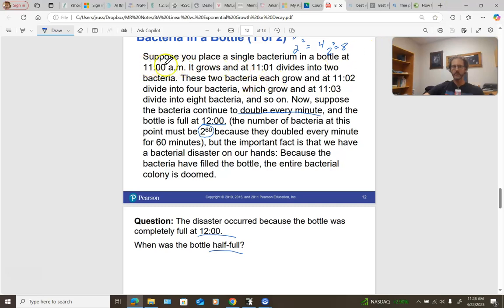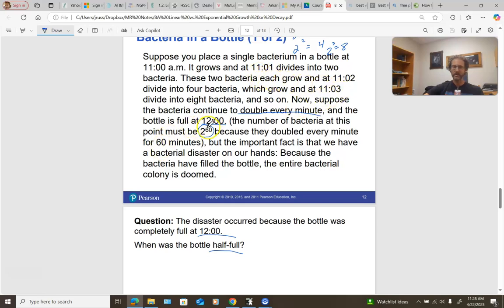Okay, so we're starting at 11 a.m. with 1 bacterium. And then at 11:01, we end up with 2 to the first, or 2 bacteria. And then at 11:02, we have 2 to the second number of bacteria, which is 4. And the process just keeps going. So 4, 8, 16, 32, 64, 128, etc. These numbers start to get big real fast as the minutes pass.